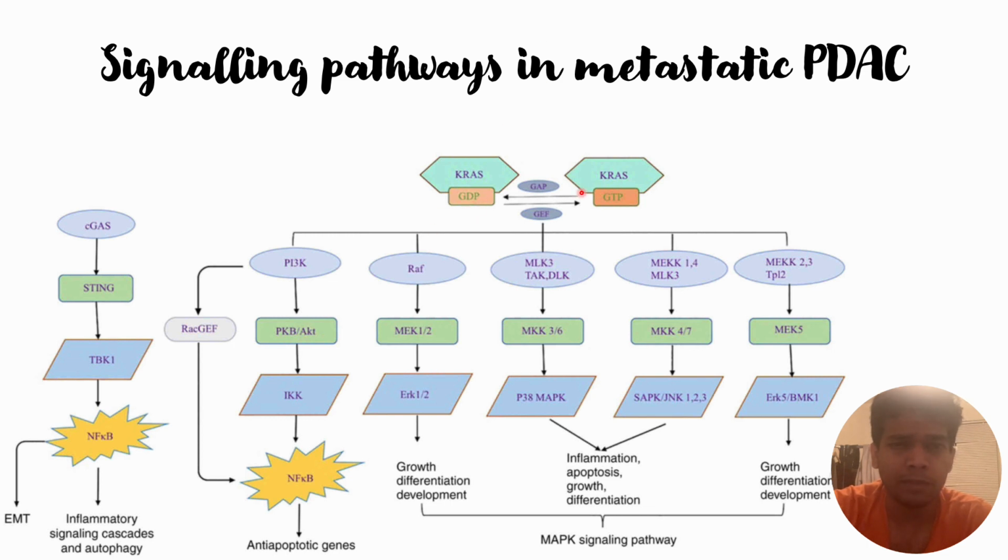So these KRAS mutations will lead to different alterations that promote the metastasis of the pancreatic cells. Let us start with the first one. In this case, the KRAS mutations will finally lead, with the help of PI3K and IKK, to the transcription factor nuclear factor kappa B.